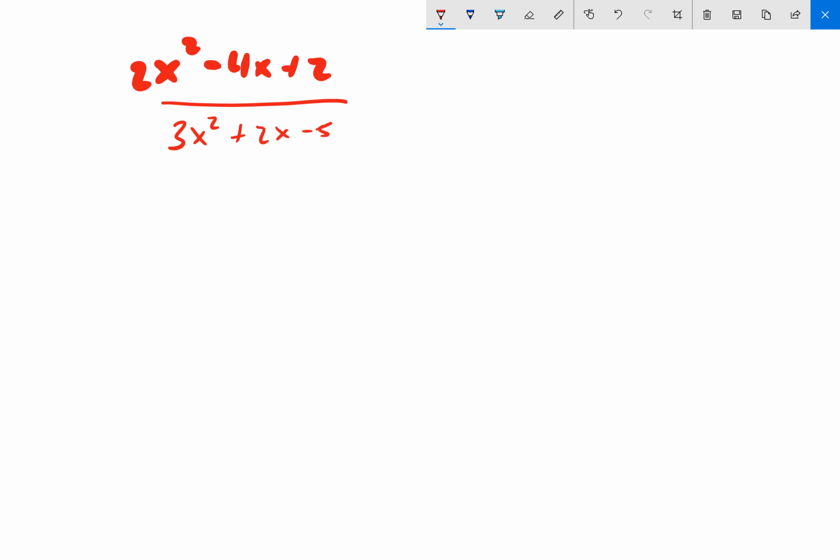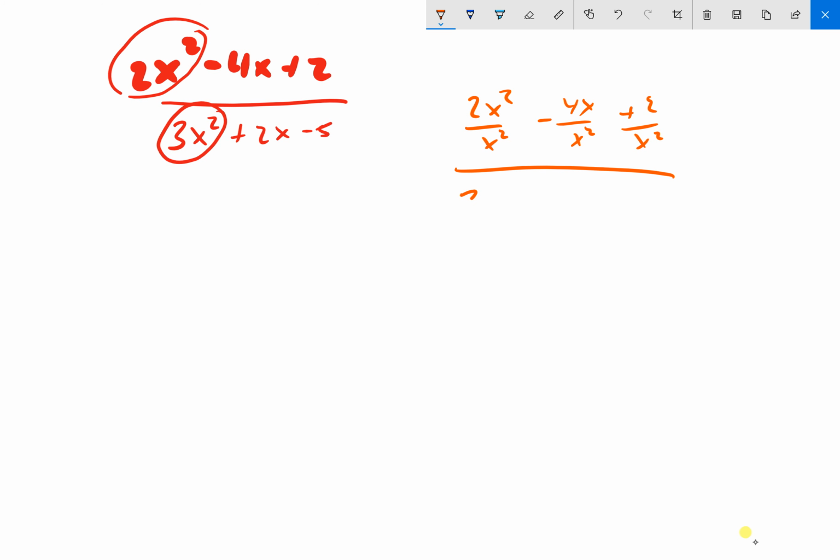What we're going to do is look at the greatest exponent, and here it's x squared. So if I divide everything by x squared, 2x squared over x squared minus 4x over x squared plus 2 over x squared, over 3x squared over x squared plus 2x over x squared minus 5 over x squared. And then these will cancel out. This will cancel out with that, and that stays. Those cancel out. This becomes that. And then I say, well, what happens as x goes to infinity.